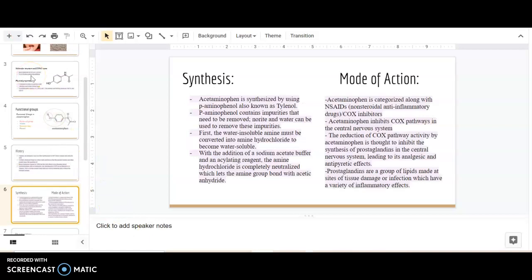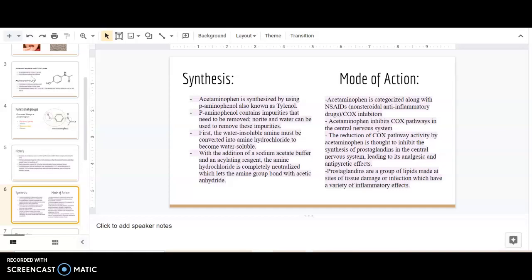Acetaminophen is synthesized by using p-aminophenol. P-aminophenol contains impurities that need to be removed. Norite and water can be used to remove these impurities. First, the water-insoluble amine must be converted into amine hydrochloride to become water-soluble. With the addition of a sodium acetate buffer and an acylating reagent, the amine hydrochloride is completely neutralized, which lets the amine group bond with acetic anhydride.